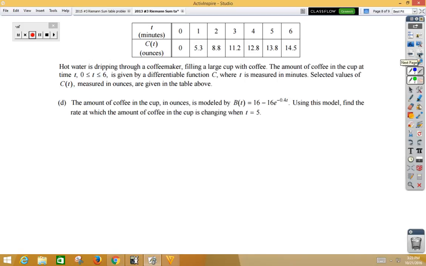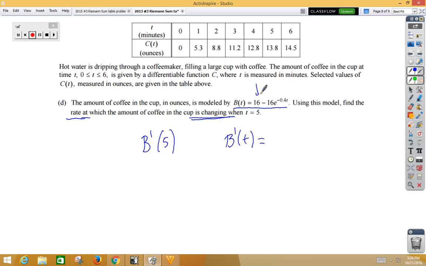Last part, part D. We're looking for the amount of coffee in the cup in ounces being modeled by this function. Using this model, find the rate at which the amount in the cup is changing. So rate of change would be a slope. So they're asking us to do b prime of 5. So let's do b prime first.